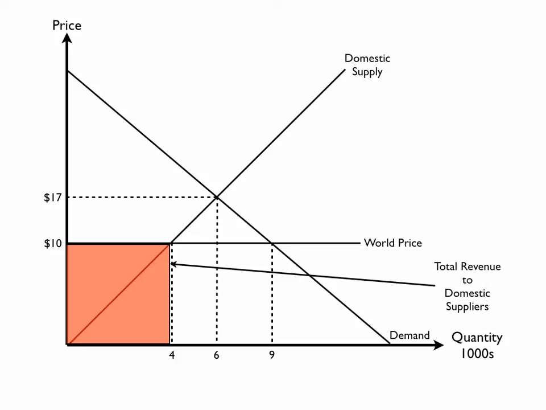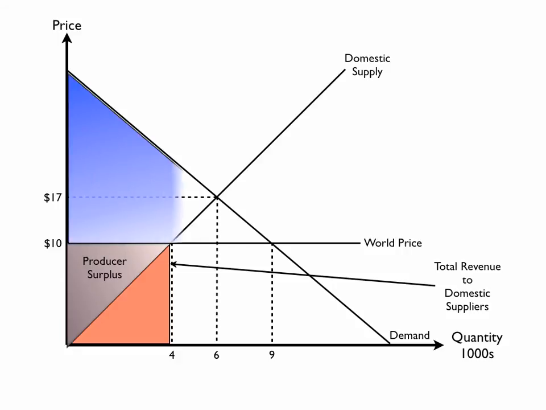Part of that is in the costs. The rectangle between 4 and 6 and between 0 and $10, and then the triangle above that, represents their lost or foregone variable costs of producing 4,000 to 6,000 pounds of sugar. That's not a loss to them. But here was their surplus. Now their surplus has decreased because of free trade. They lost that trapezoidal area between $10 and $17 above producer surplus.